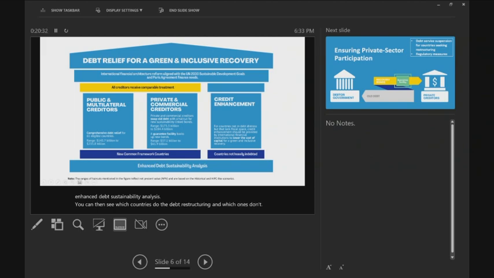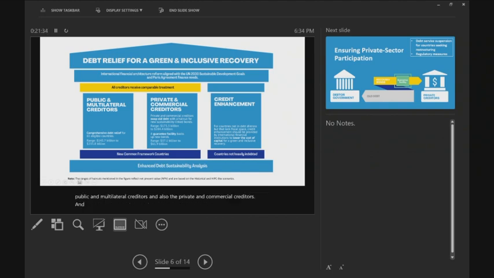And then we have three pillars in our proposal. The first two pillars are for countries that do need debt restructuring. The third pillar is for countries that don't need debt restructuring. For countries that don't need debt restructuring, but could do with some fiscal support, we foresee some credit enhancement mechanisms, debt swaps, and so on. But the really interesting part is about the countries that need debt restructuring. And here we need to make sure that all creditors are involved, and that involves both the public and multilateral creditors and also the private and commercial creditors.